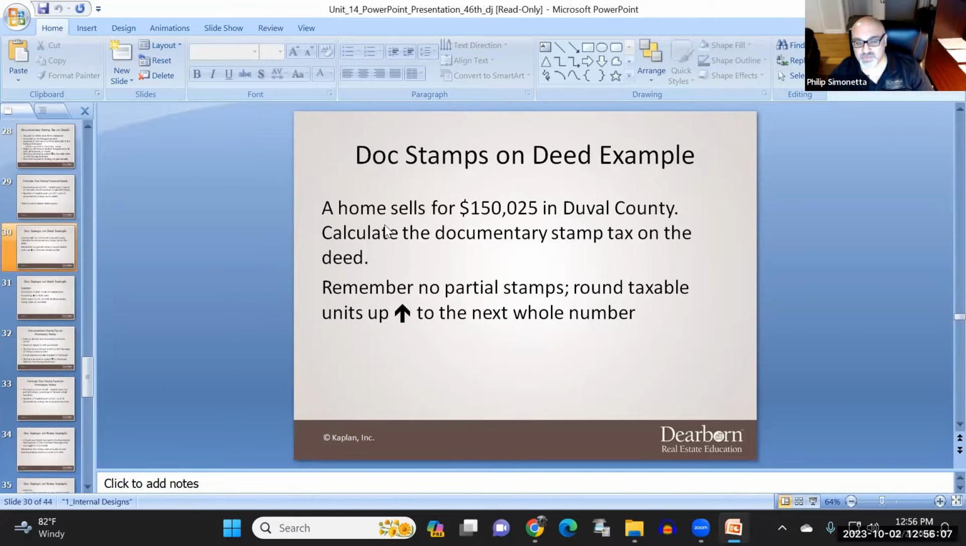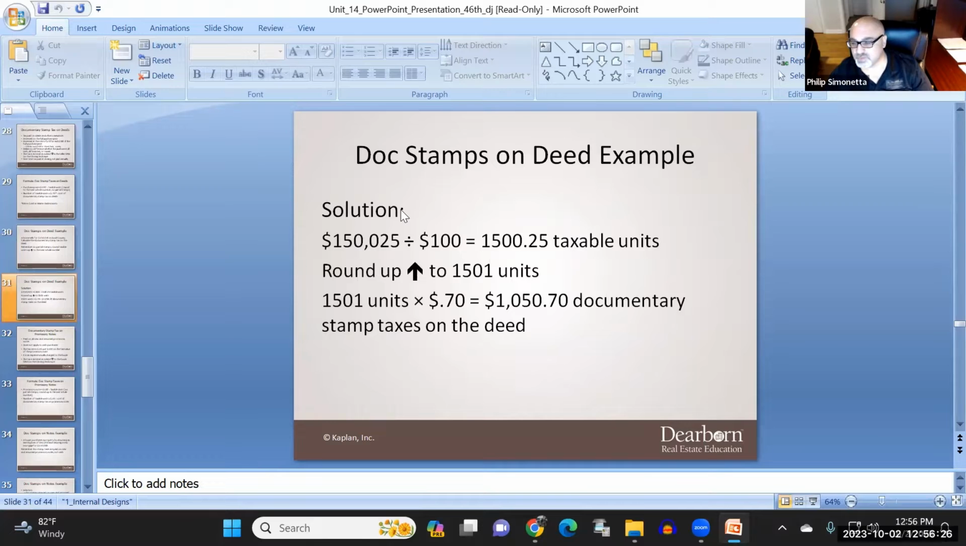So let's look at this. A home sells for $150,025 in Duval County. Calculate the doc stamp on the deed. Remember, there's no partial stamps. Round taxable units up to the next whole number. Okay, so let's look at the solution.